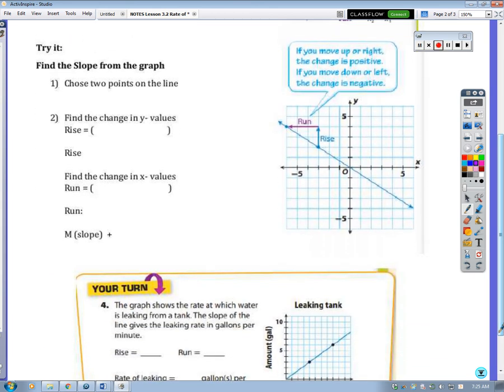So we've got a graph, and we're looking at these 2 points on this graph. And what it wants us to do is choose 2 points on the line. Well, I already just chose them for us. We could pick any 2 points, though, if we wanted, and the slope would be the same, which is kind of neat. And then we've got this little reminder up here. If you move up and right, your slope is positive. If you move down and left, your slope is negative. So we are moving down and left. This means that this is a negative slope.